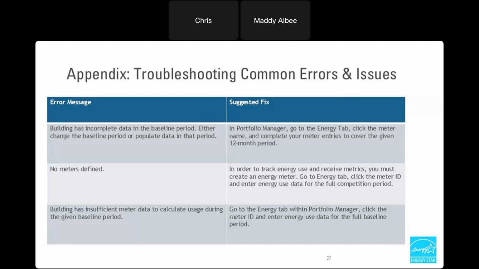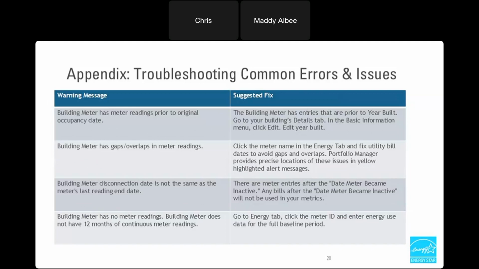A few more on meters. Sometimes we'll see that the building meter has meter readings prior to the original occupancy date. If you receive this error message, or warning message, then you should go to the building's details tab, and in the basic information box, you would click edit and edit the year built. That's if the year built was incorrect. You might also need to correct the meter readings and the dates there. If that's the case, you would go to the Energy tab, click on the correct meter ID, and correct the dates.